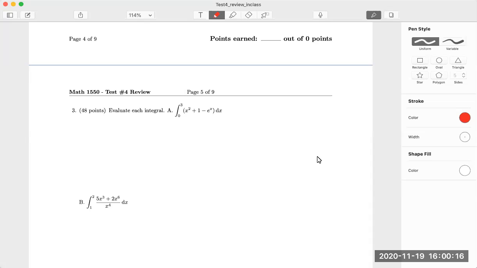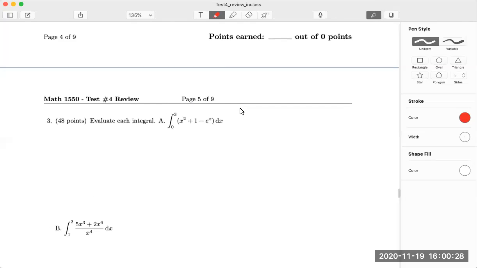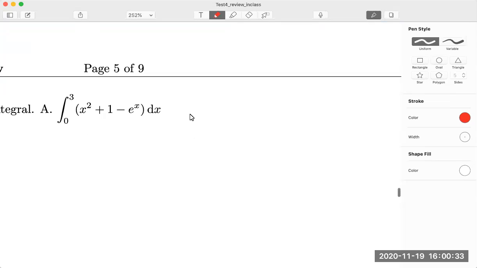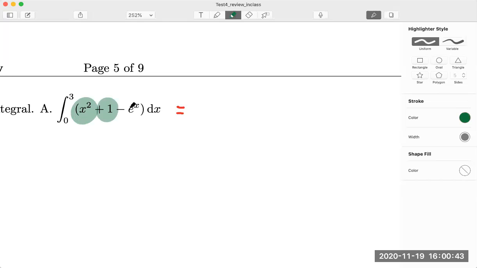Okay, now in question 3, we want to evaluate the value of a definite integral. Here, we want to evaluate the integral from 0 to 3 of this function. So we find the antiderivative of each term, right? Because they are the sum and the difference.